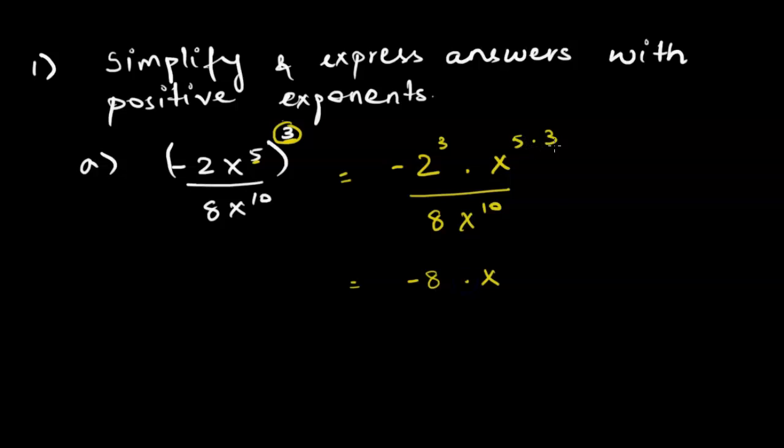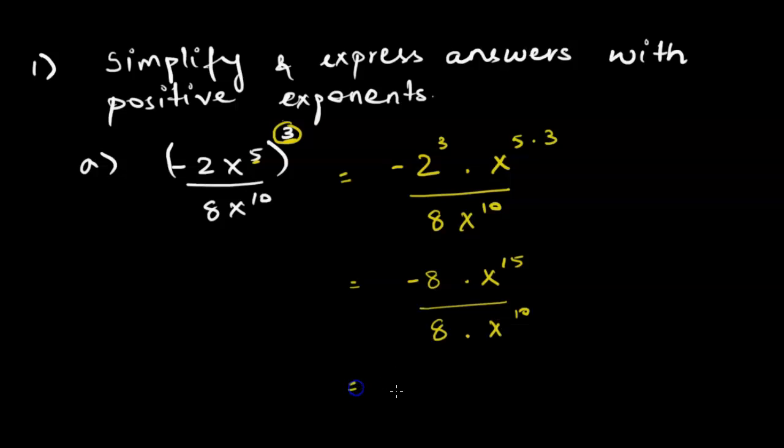X to the power of 5 times 3 is 15. Then in the denominator we have 8. There is no operation seen in between 8 and x, so that means it's multiplication, times x to the power of 10. Now this question is a combination of constant and variable.